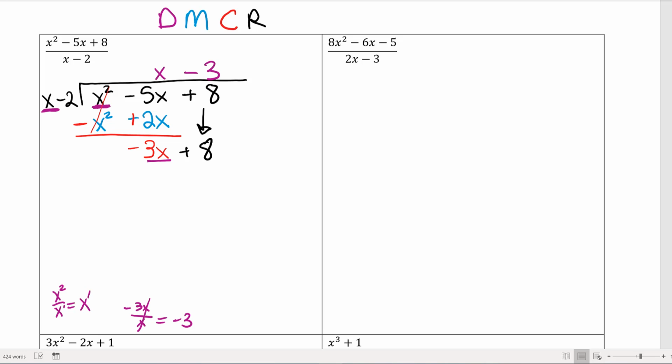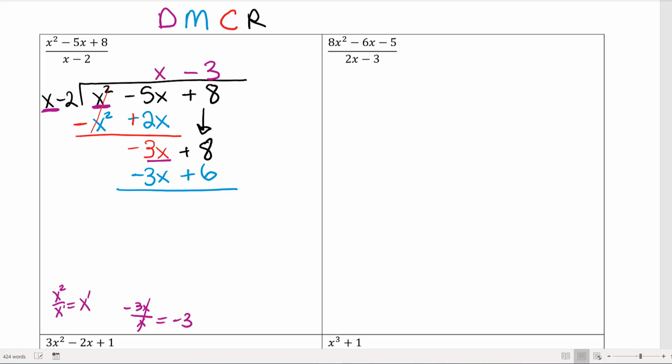In blue I have my M multiply step. So I'm taking this negative 3, and the negative 3 is going to multiply to actually both the x and the negative 2. Now I'm going to erase those lines in a minute, so you might not want to write them. But negative 3 times x is negative 3x. Negative 3 times negative 2 is plus 6.